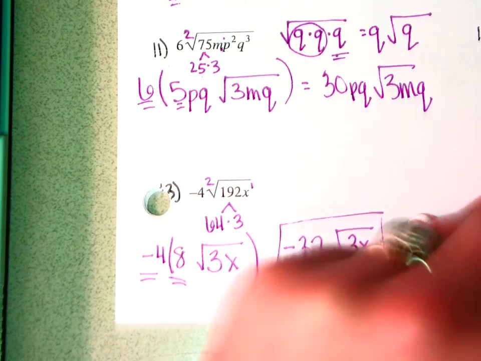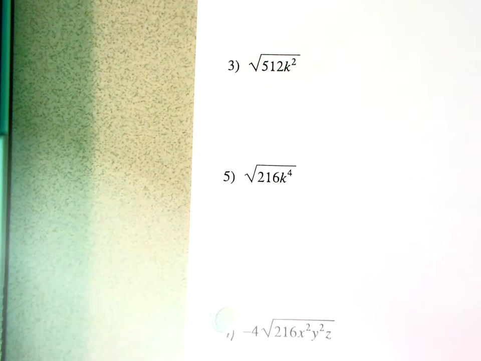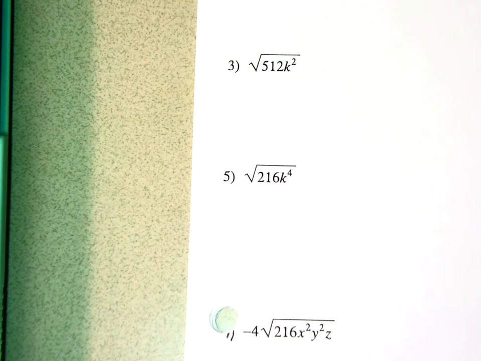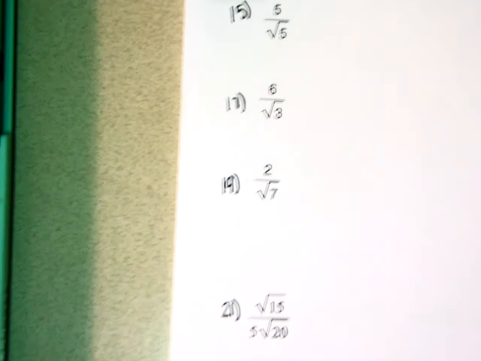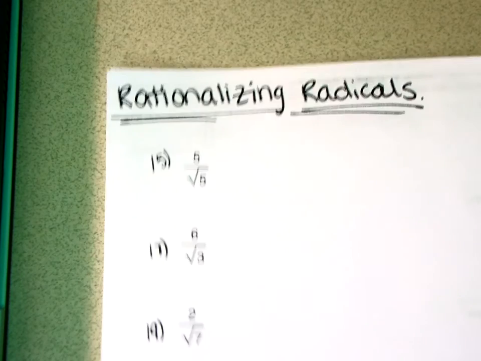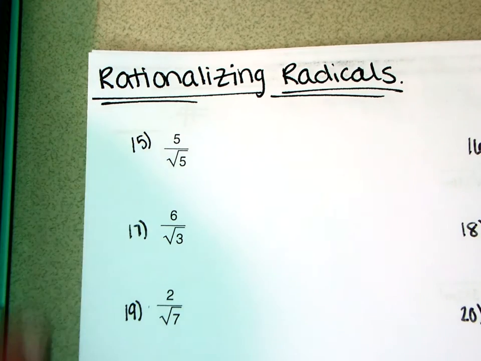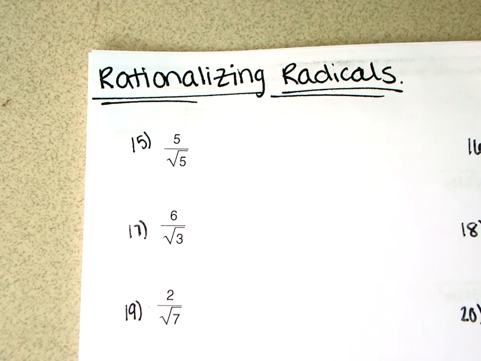All right, let's try rationalizing. So we're going to do problems 15 through 29, and we're going to be working again on just the odds. Remember, the reason we're doing just the odds is just to save us time because these problems are very repetitive. And also the answer key is posted on our Google site, so just a reminder.